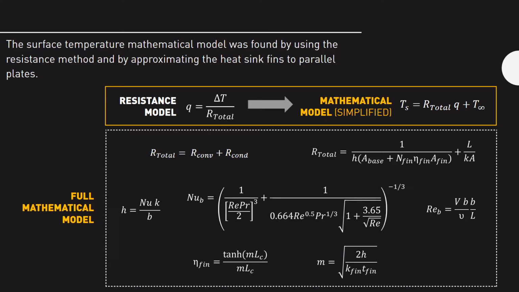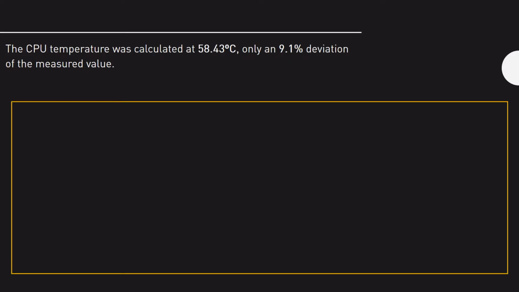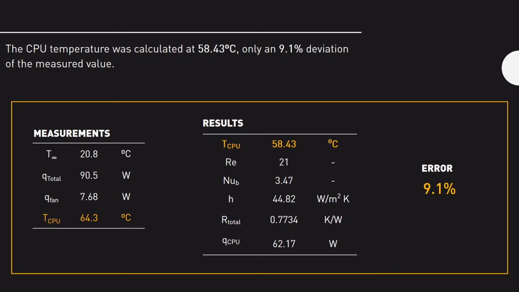So we went ahead and used that, and with our first results, we were able to calculate the CPU temperature at 58.43 degrees Celsius, which was only 9.1% off of what we measured directly from the CPU. Given that we made those previous assumptions, I would say this is a pretty good approximation of what the CPU temperature should be at.